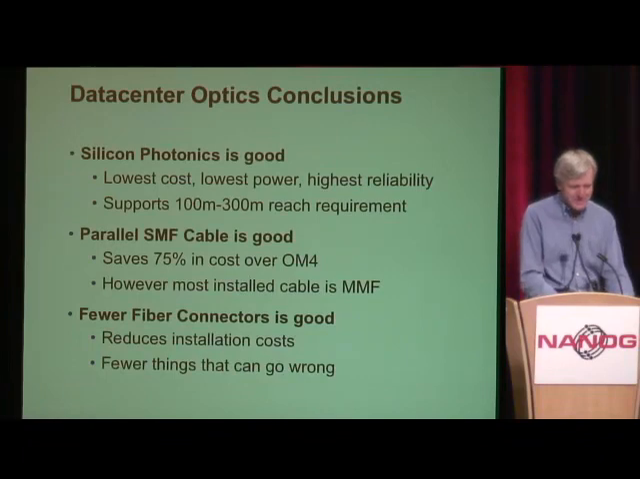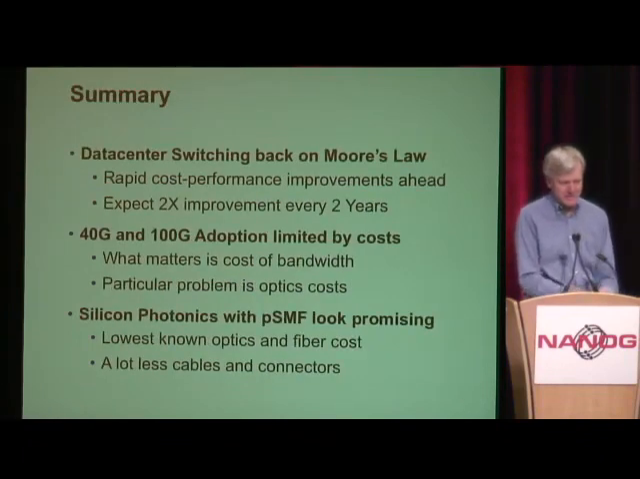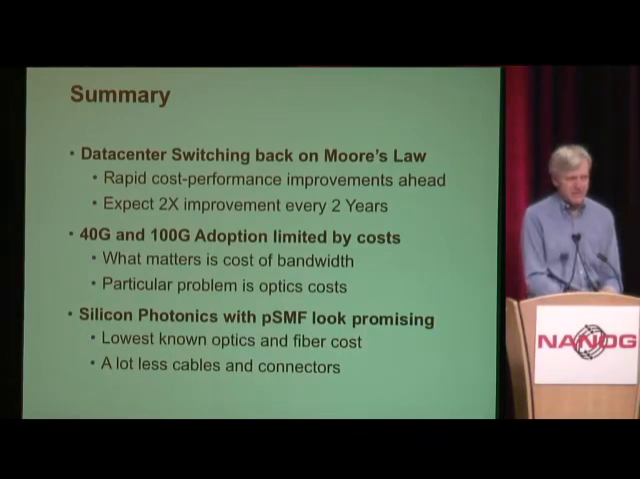But to sum this up here, over the next couple of years, we do expect very rapid improvements in cost performance for data center switching, basically being back on Moore's law, double the performance every other year. We do see rapid adoption of 40 gig and 100 gigabit once the optics costs are in line, and this should happen over the next 2 years as well. And again, the silicon photonics with the parallel single-mode fiber looks like the most promising way of actually solving that problem and is a lot less cables and connectors.